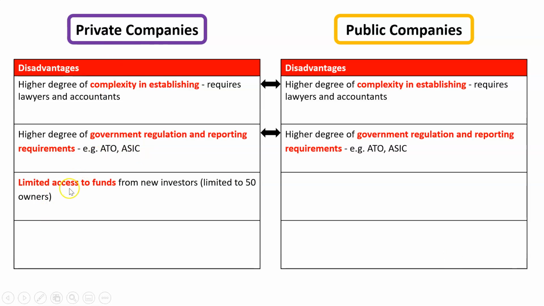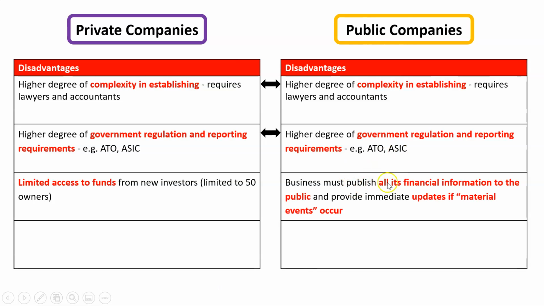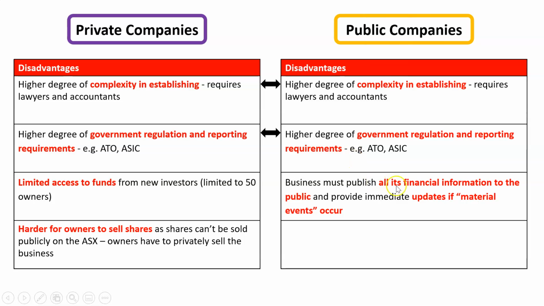With a private company, you're limited with funds. Remember, it's only 50 owners. But with a public company, you don't have limited owners, you can have as many as you want, but you've got to publish all your financial information if it's what we call material. And you don't want everything in the public if you don't have to, and that's a real disadvantage.